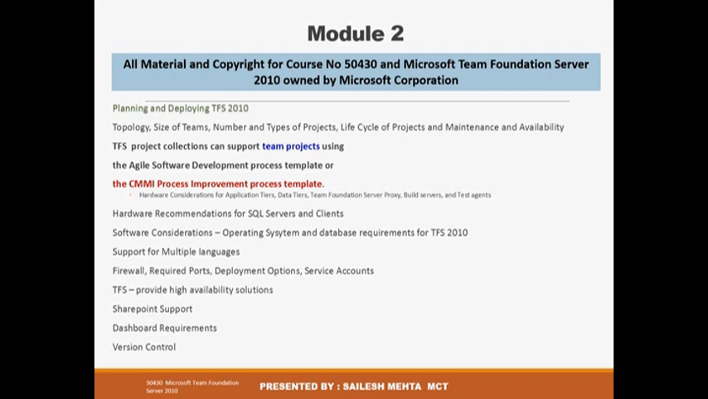So we'll discuss best practices for selecting the topology. How many TFS servers should we have? Where should they be placed? The locations, the connectivity. What should be the size of the teams that will manage the Team Foundation server? The number and types of projects that we'll be hosting for Team Foundation server. And then how are we going to manage these projects? What's the life cycle? And how are we going to make these projects highly available if they're in multiple locations?